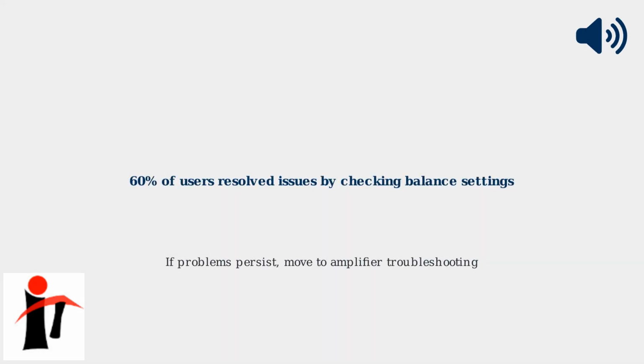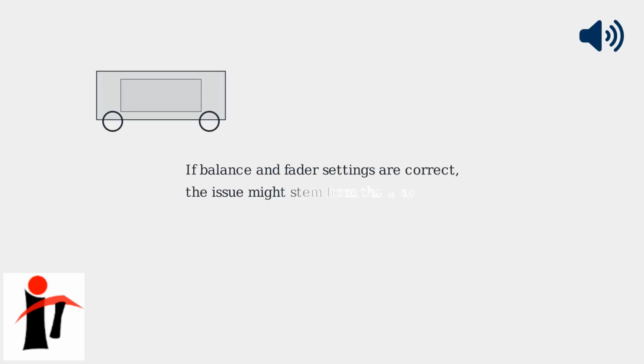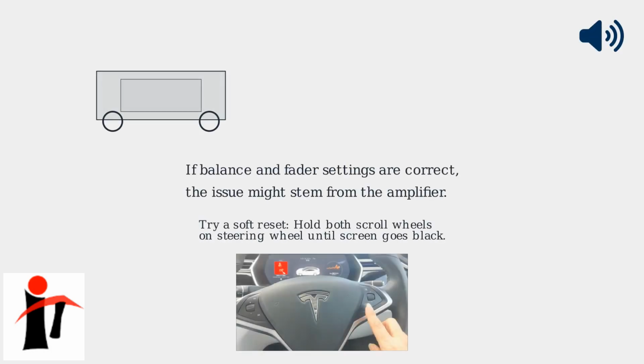According to Tesla Motors Club data, 60% of users resolved rear speaker problems simply by checking these balance settings. If problems persist, move on to the next step, which is amplifier troubleshooting. If balance and fader settings are correct, the issue might stem from the amplifier.